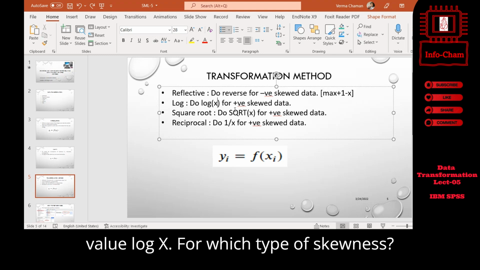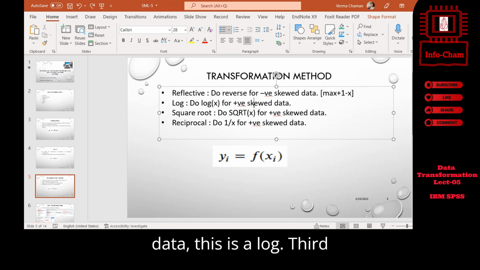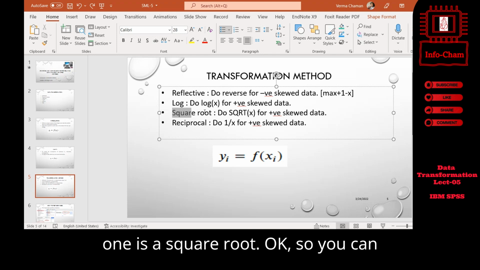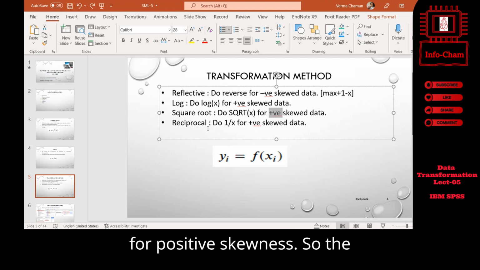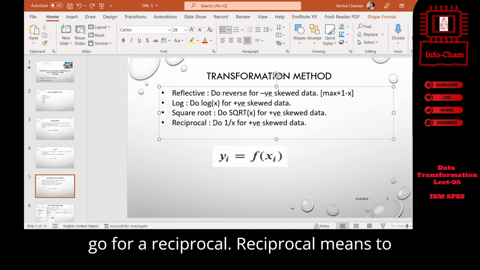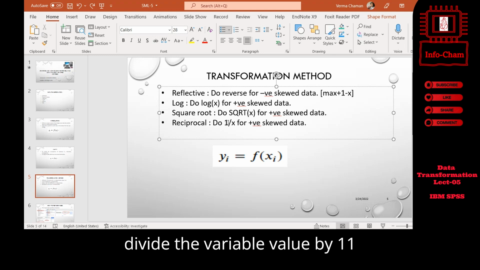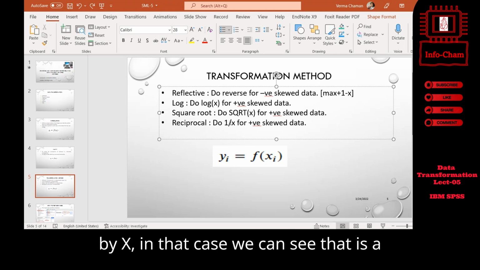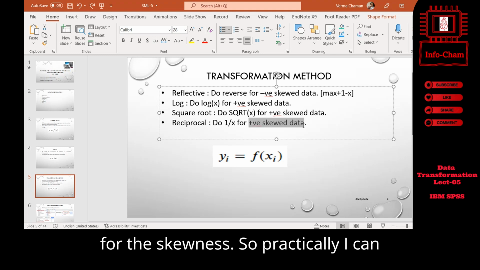For which type of skewness? If you find positive skewness in your data, use log. The third one is the square root; you can also use a square root transformation for positive skewness. The last one is the reciprocal, which means the opposite: you divide 1 by x. This is again for positive skewness.